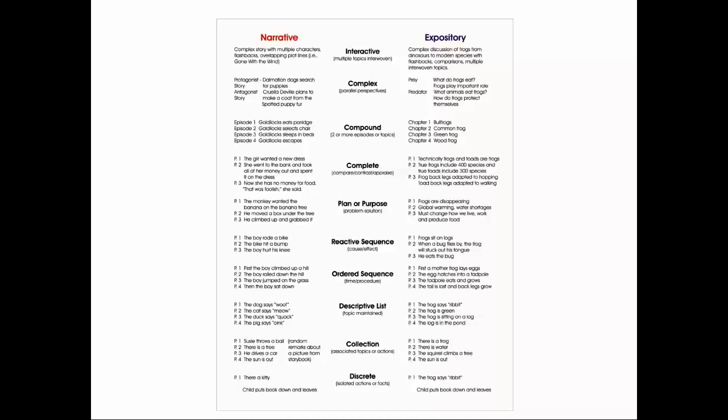And in interactive, you've got multiple different kinds of levels of different subplots of the story interweaving with each other in a story like Gone with the Wind or an expository text. You've got a complex discussion of frogs from dinosaurs to modern species with flashbacks, compositions, multiple interwoven episodes. Okay, so again, they parallel each other. It's one brain. It's going to organize information very similarly, whether it's narrative information or expository information.